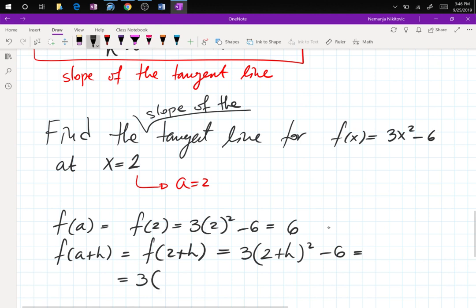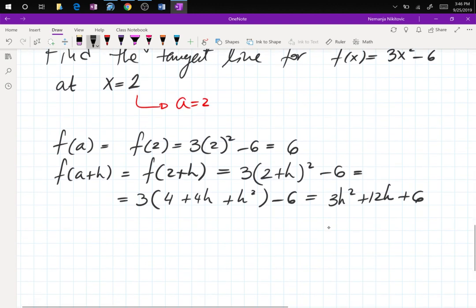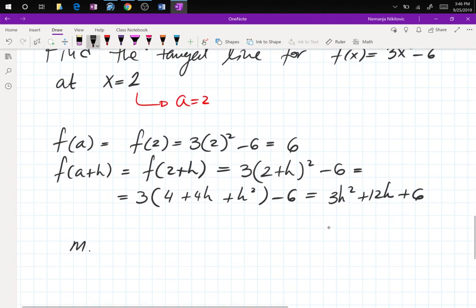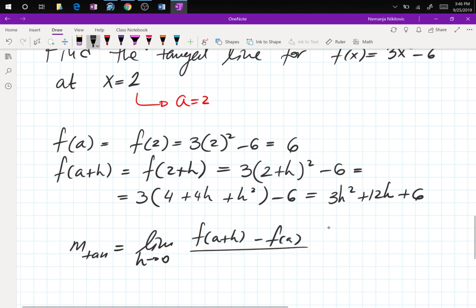3 times, and when you expand this, you square it, you get 4 plus 4h plus h squared minus 6. And then when you work out the algebra, that's going to be 3h squared plus 12h, that's 12 minus 6 plus 6. And now we have all of the ingredients to calculate the slope of the tangent line. Slope of the tangent line was limit h goes to 0 of f of a plus h minus f of a over h.